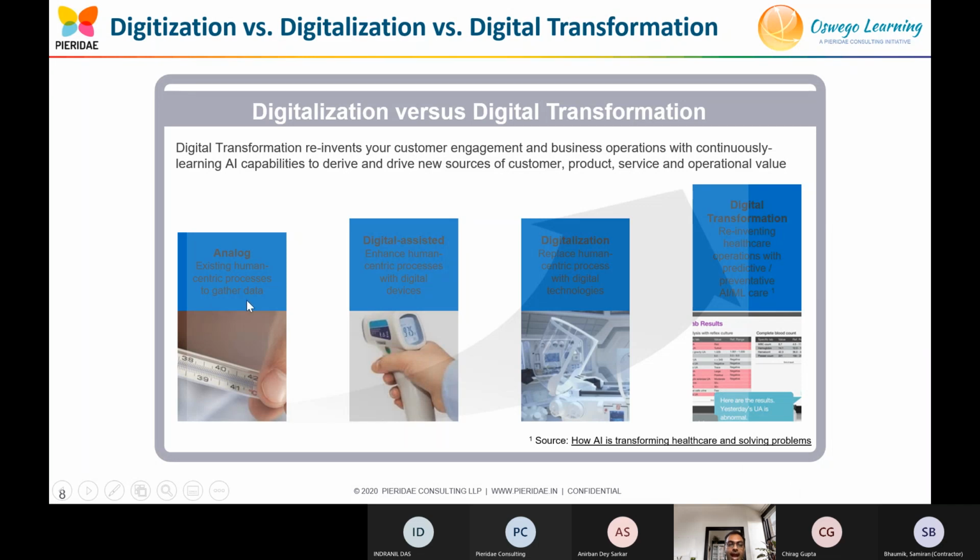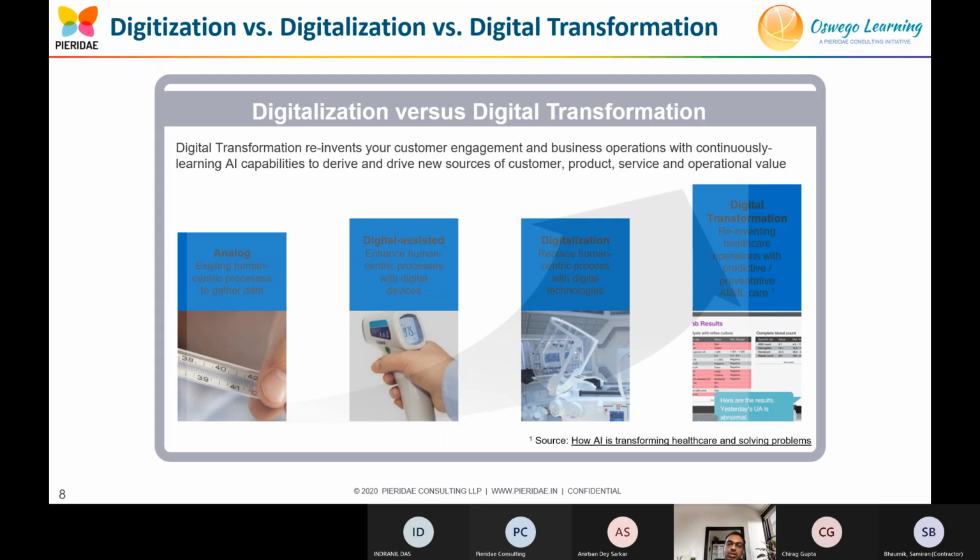First thing is, as I said, analog to digital, right? You are using a normal analog thermometer, and from there you move to a digital thermometer, which is digitization. From analog to digital, digitization. You are using hard copy, you are storing soft copy, digitization. Second one is digitalization, analog to digital assisted. You are automating your business processes via, say, RPA software or something. You are replacing human-centric processes with digital technologies.